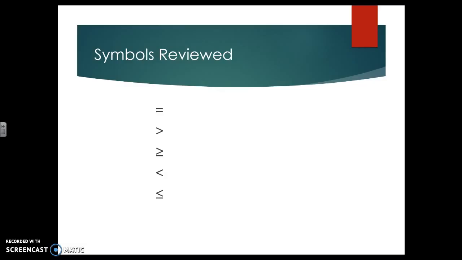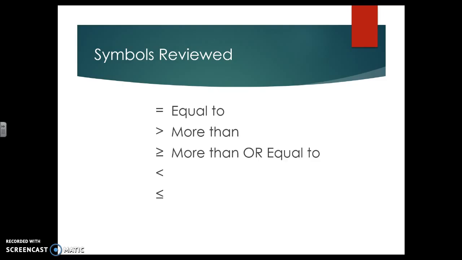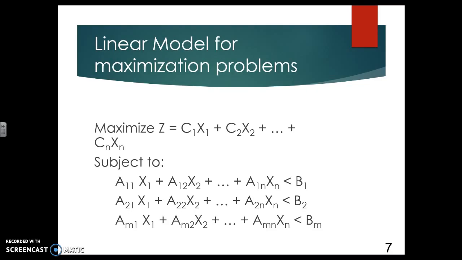Take a minute, make sure you understand these because that is so important in writing these equations. So equal to means that it has to be 100% equal to. There is no wiggle room. We can say more than, in which case it cannot be equal to, it has to be more than. We can say more than or equal to, in which case we could meet that requirement or be more. And of course the opposite. So less than or equal to, we could meet that or be less than that, and we would still be okay with our requirement.